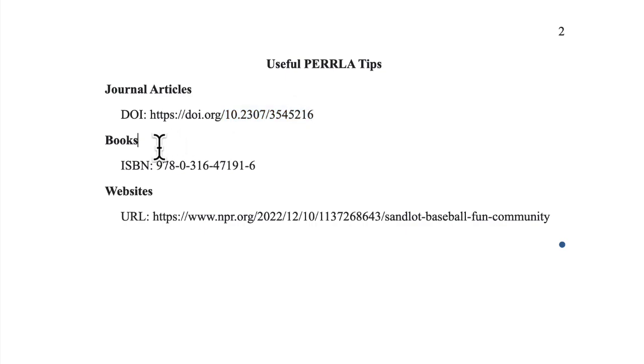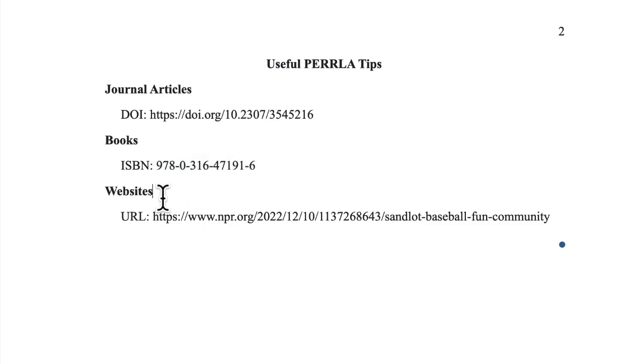Books have a similar type of identifier called an ISBN. This is usually the 13-digit code that appears above the barcode on the back of books. Now, this usually starts with something like 978 or 9-. You can copy and paste that ISBN number directly into the PERRLA third-party search, and we're going to be able to pull back that book-specific bibliographic information.